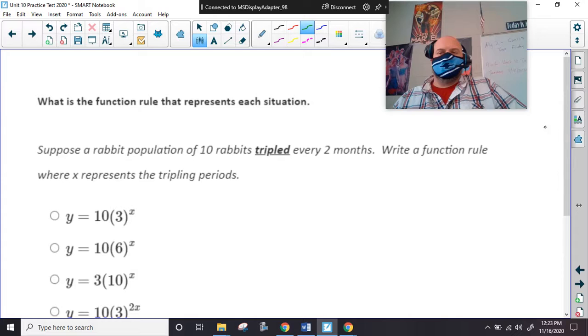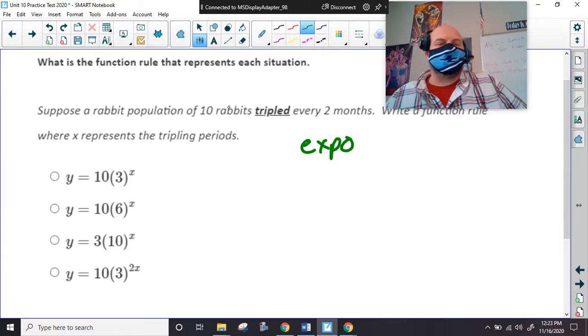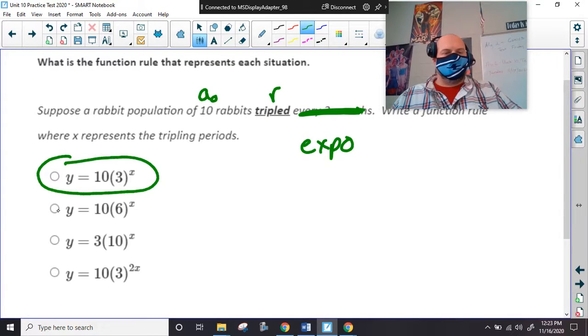All right. Remember, anytime you see triple, double, quadruple, this is an exponential. This is your A sub 0. That's how many you start out with. We don't need this. This is our growth rate, or R, right here. So it's this one, not any of these.